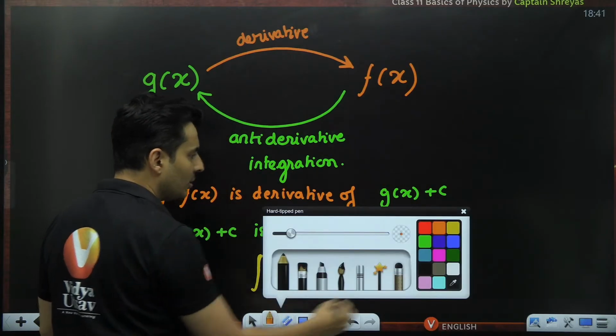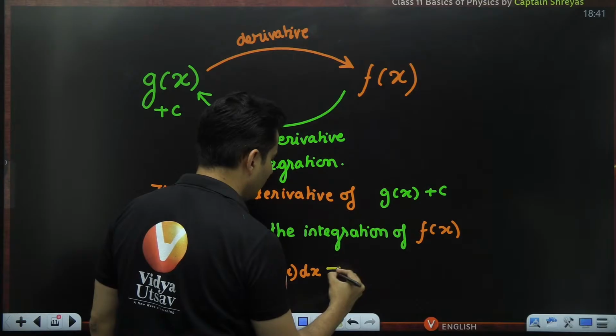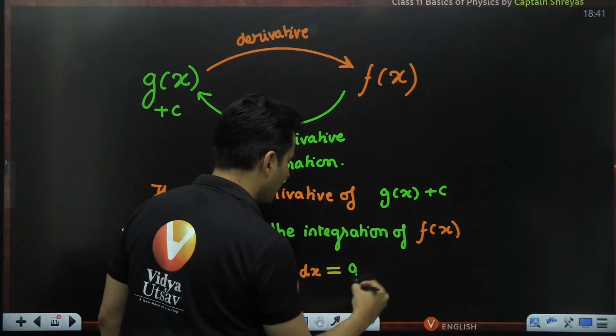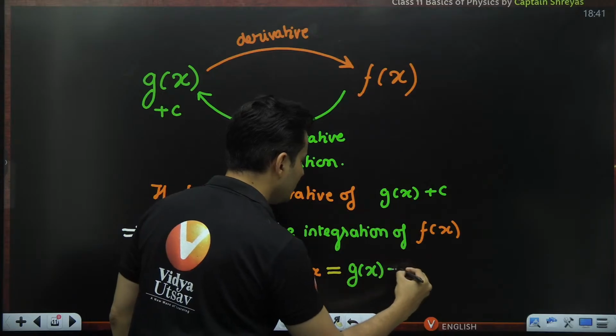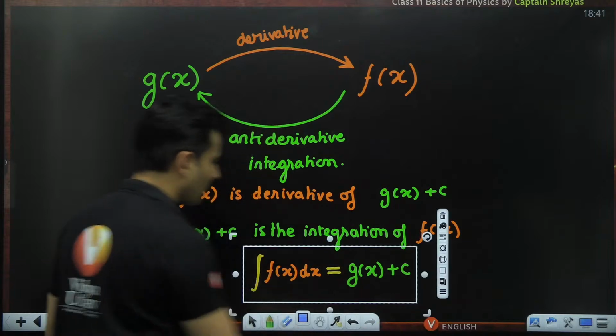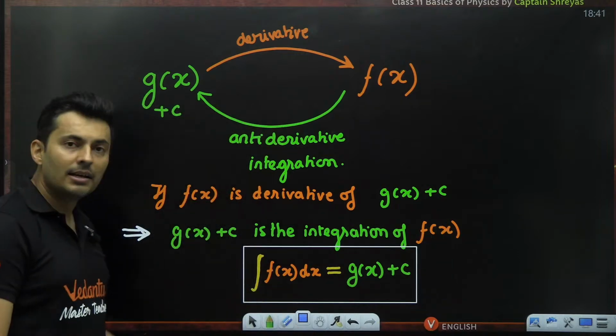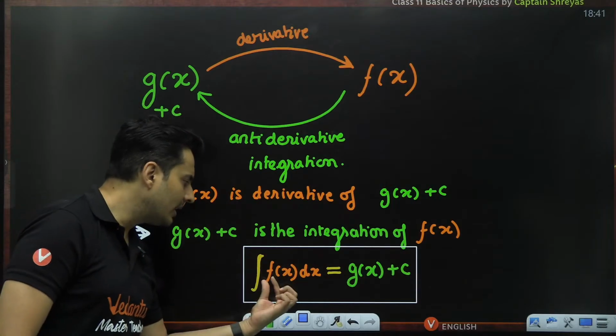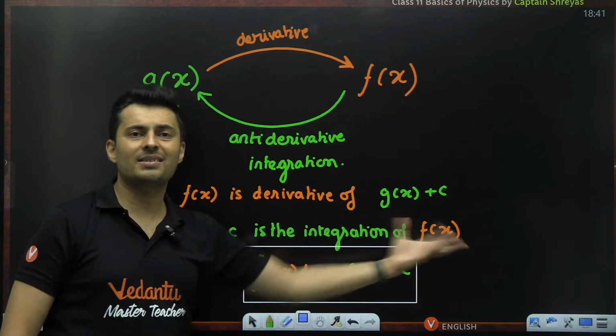So the answer to this will be what? This g of x plus c. The answer to this will be nothing but g of x plus c. Is this clear, my dear students? So g of x's derivative is f of x, so the integration of f of x will be g of x plus c.